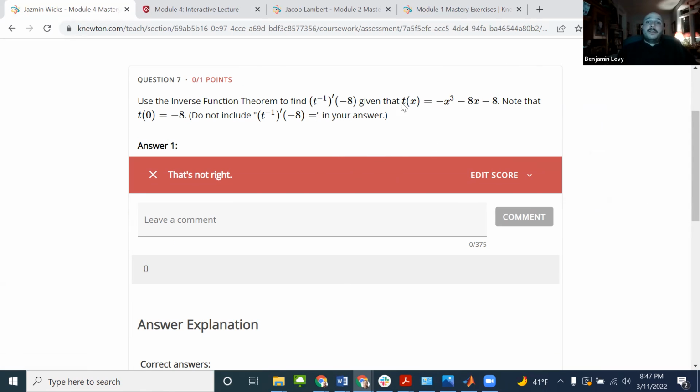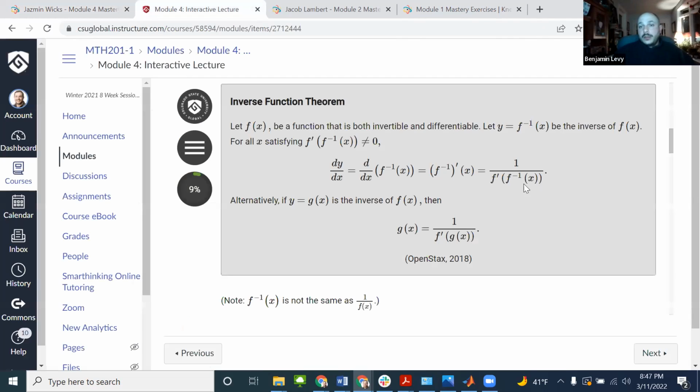But all we're being given is the normal function. So it's like, well, how are we going to get the inverse? Maybe we could try to solve for it. Or this theorem just tells us that we don't actually need the inverse, right? If you just want the derivative of the inverse, you can just plug the inverse into the function itself.